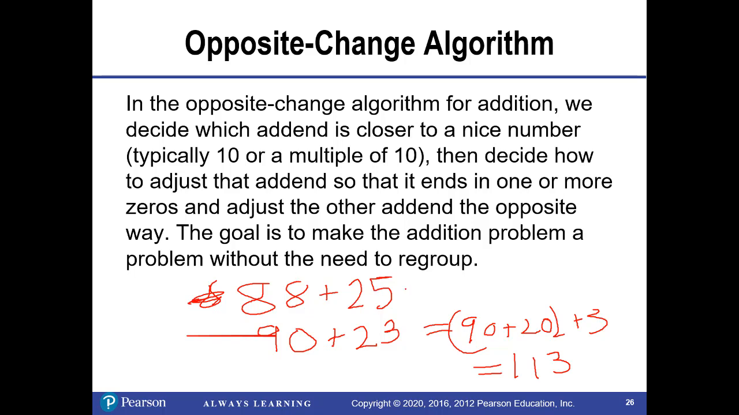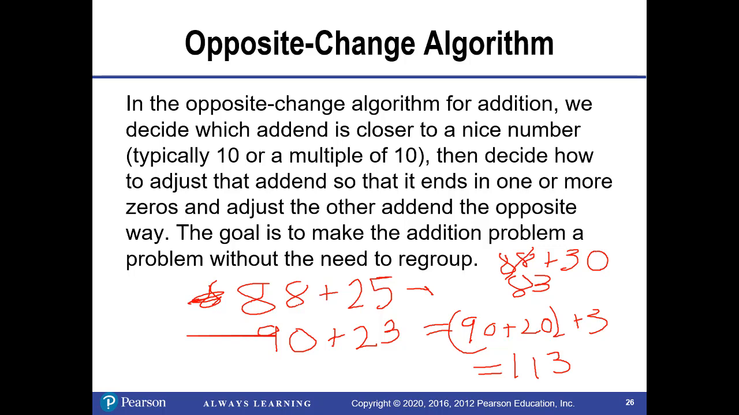I could have done the other approach too. Let's say instead I said, well, I'm going to keep 88. I'm going to make this 30. So I add 5 to 25 to get to 30, which means I have to subtract 5 from 88 to get to 83. Or I could have subtracted 5 from 25 to get to 20. Then I have added 5 to 88 to get to 93. So the opposite change algorithm can also work.